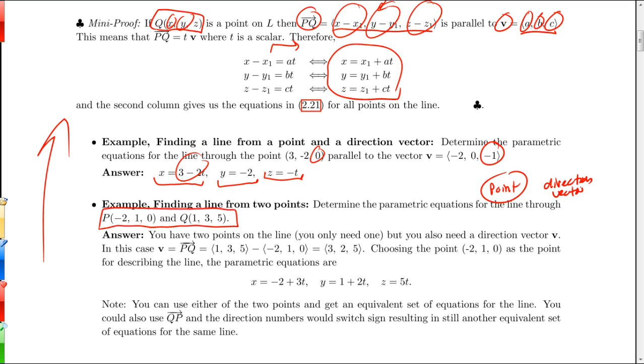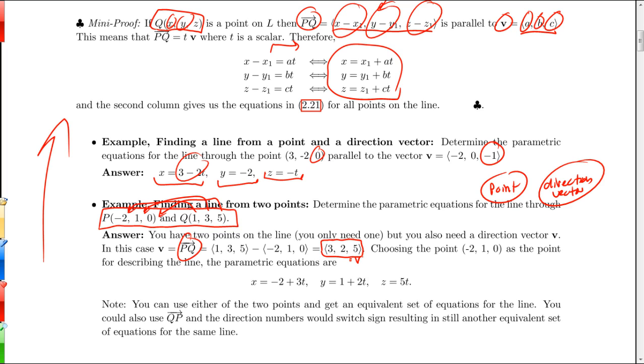But unfortunately, in this problem, I'm just given 2 points. But the direction vector is easy, because if both of these points are on the line, the direction vector has to be parallel to that. So I let that be my direction vector: the vector from P to Q. So I'll take 1 minus negative 2, 3 minus 1, 5 minus 0, and my direction vector is right there.